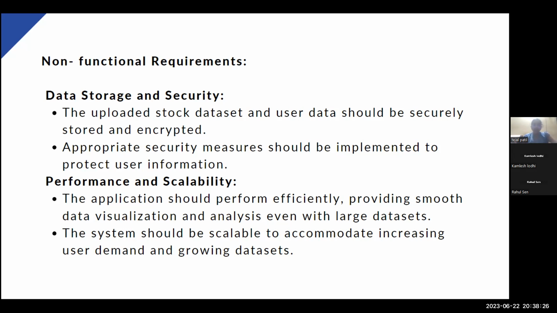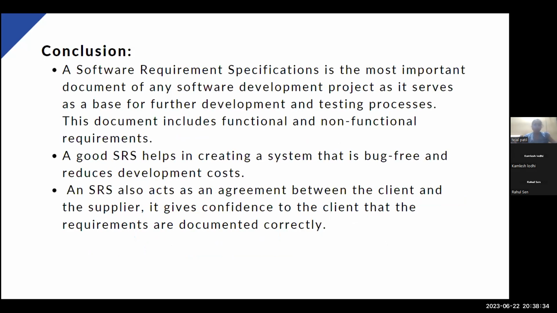So the system should be very scalable to accept new changes. In conclusion, an SRS document is the most important document of any software development project, because it is a base for further development and testing process. It also includes functional as well as non-functional requirements. A good SRS helps in creating a system that is bug-free and reduces development cost.